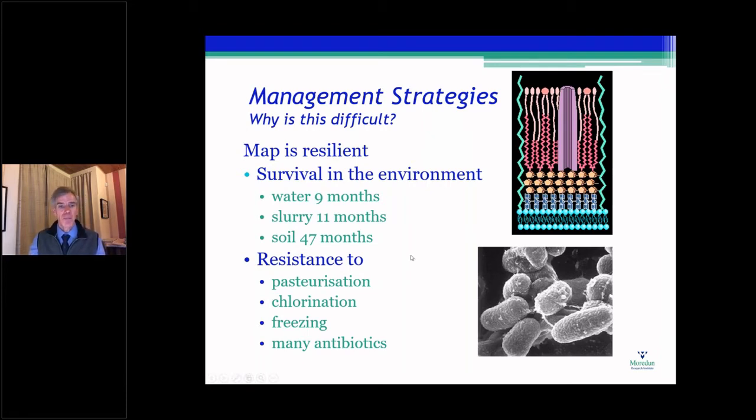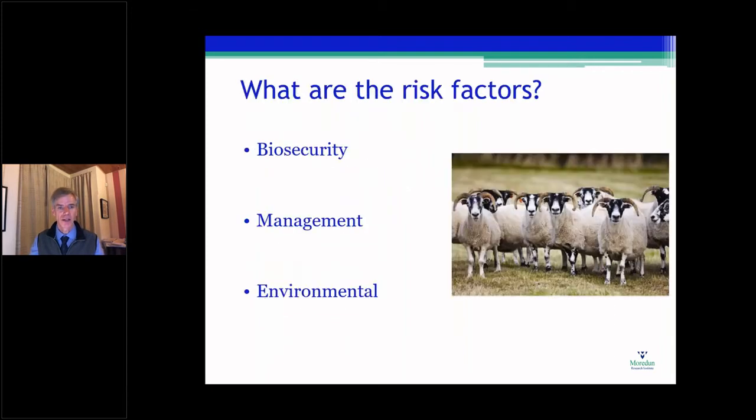So when the MAP gets spread onto soil, say grazing or paddocks, you can see that it can survive there for quite a long time. In water, slurry, and soil, it can reside there and reinfect animals up to 9, 11, or 47 months. It very much depends on the soil type. Low pH and boggy peaty soils are really good for keeping MAP alive. It's also very resistant, due to that really thick cell wall, to pasteurization, chlorination, freezing, and many of the antibiotics as well. So a tough nut to crack.